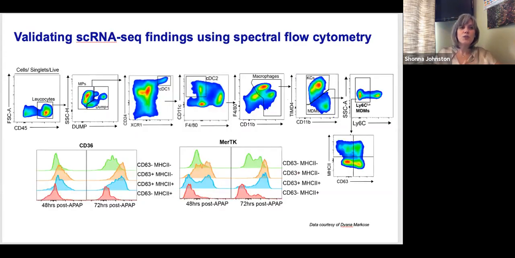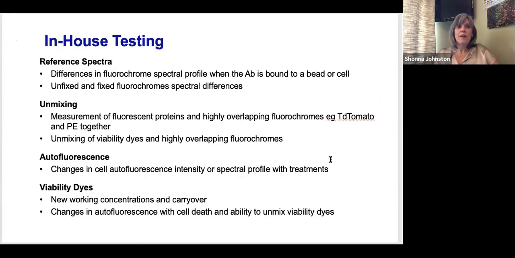So what she was doing is she was using the Aurora to validate single cell RNA sequencing to identify macrophage subpopulations in the liver after paracetamol-induced liver injuries. So you can see here that she was able to define all the different cells that she was actually interested in and then compare it to her RNA sequencing data.